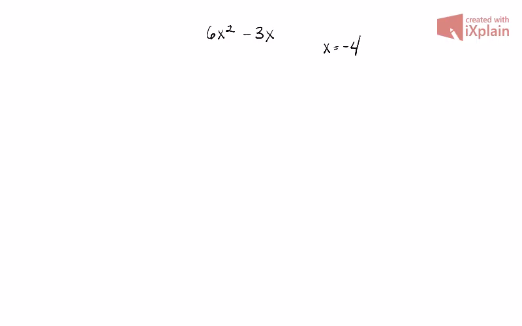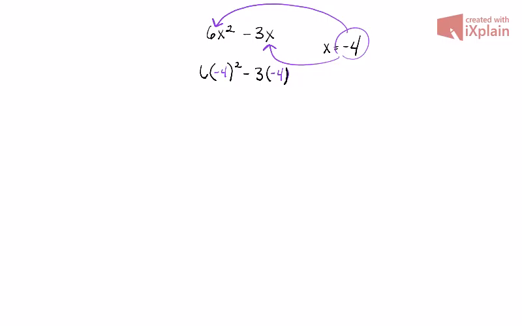So if you're asked to evaluate, and you know what x is equal to, really what you're going to do is you're going to substitute everywhere you see an x, you're going to change it out or switch it out for a negative 4. Okay? So in this case, I'm going to rewrite the problem. So I have 6 times the quantity of negative 4 squared minus 3 times negative 4.